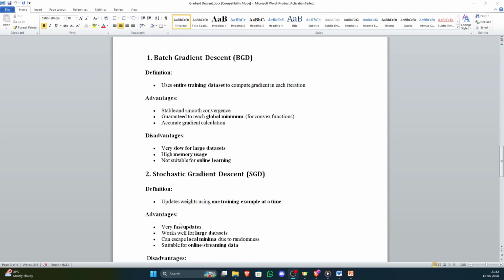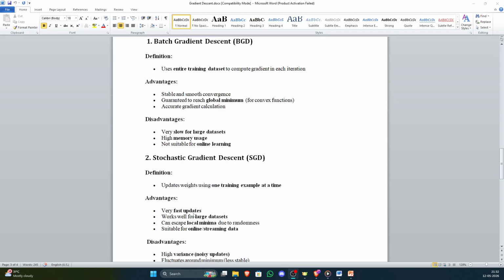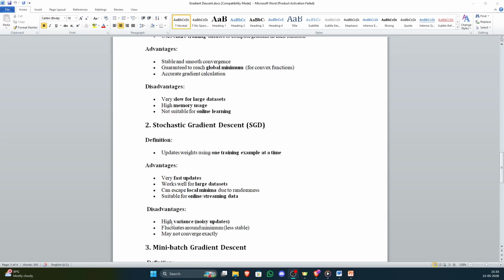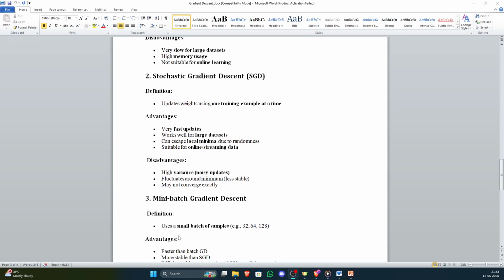In SGD, it is very fast updates, works well for large data sets, can escape local minima due to randomness, suitable for online or streaming data. But noisy updates are there, that is high variance, fluctuates around the minimum, may not converge exactly.